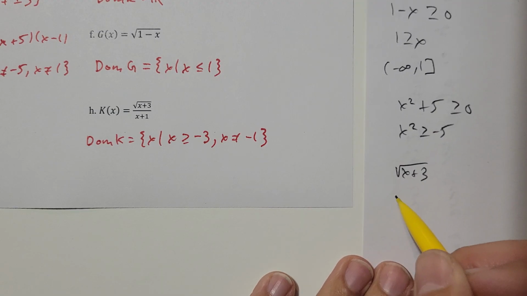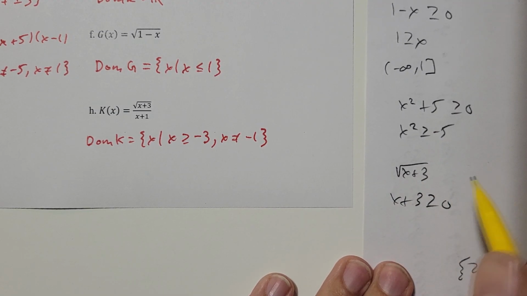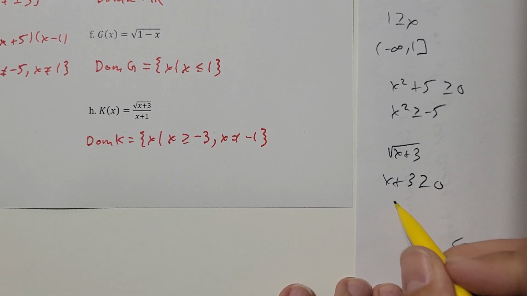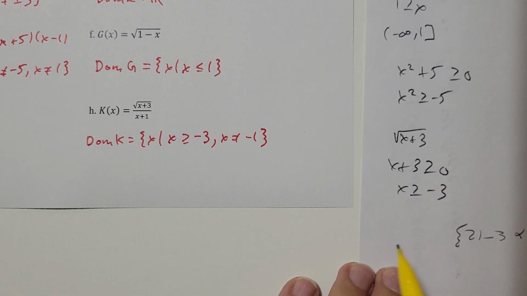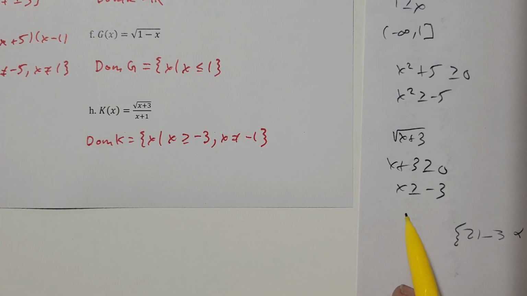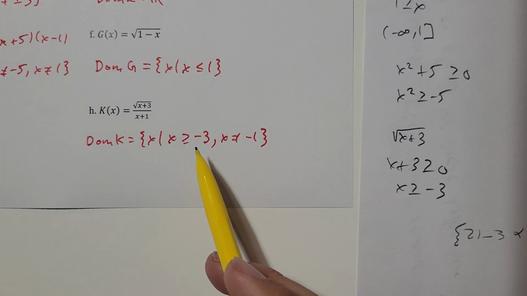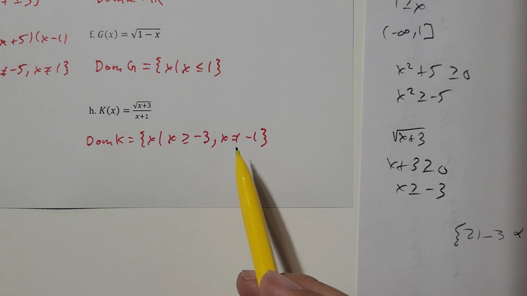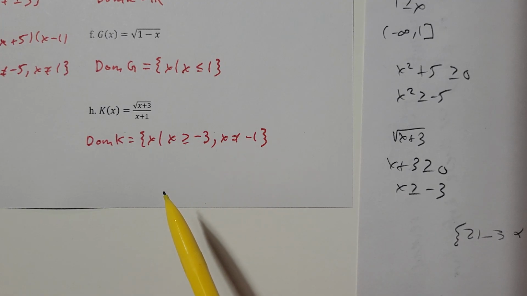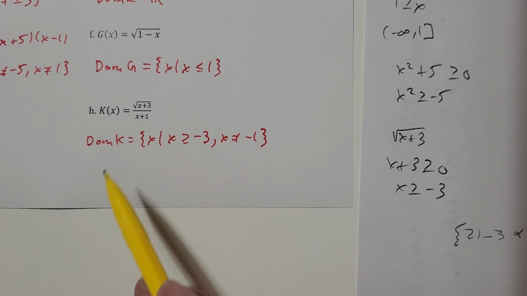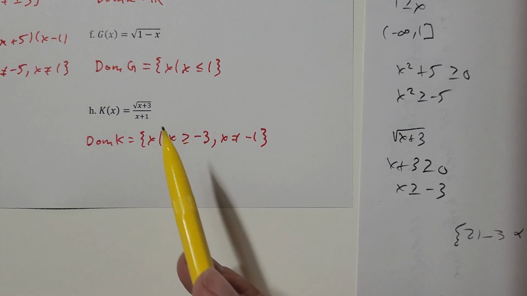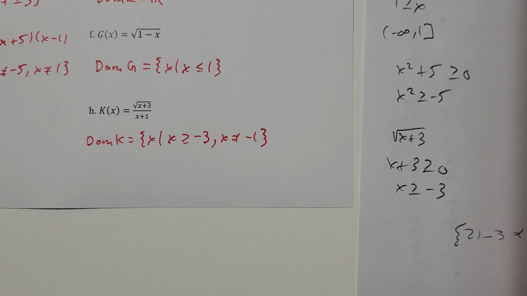So the square root of x plus 3, x plus 3 can't be a negative, so if I set that to be greater than or equal to 0 and then solve for x, subtract 3, it looks like anything that's negative 3 or more is going to be okay. I can use any number that is greater than or equal to negative 3, but not negative 1, I said, because of the denominator. So that'd be that guy there.